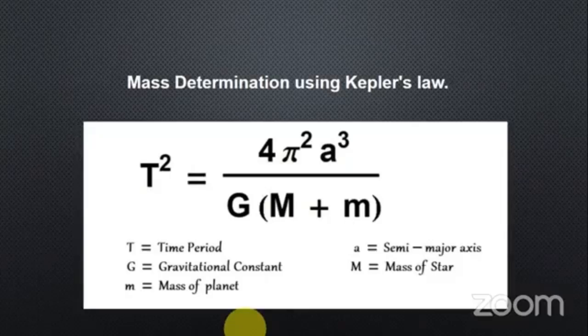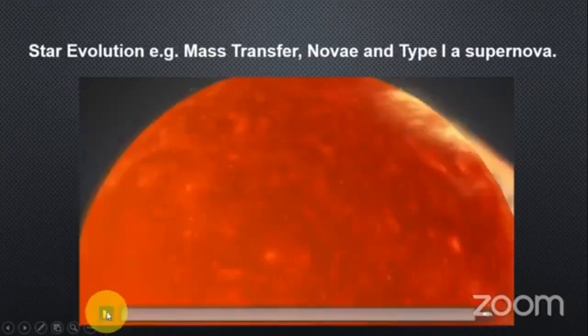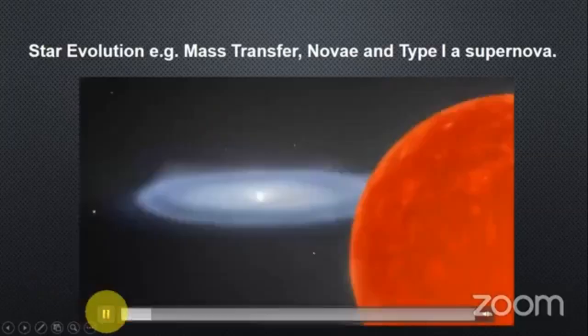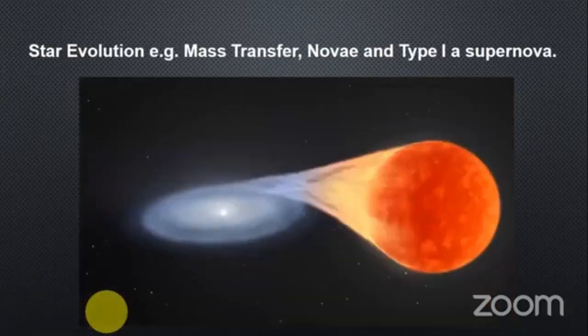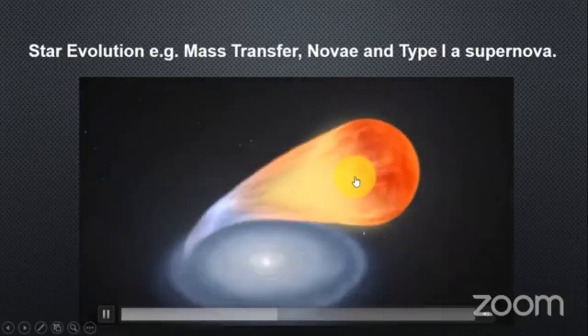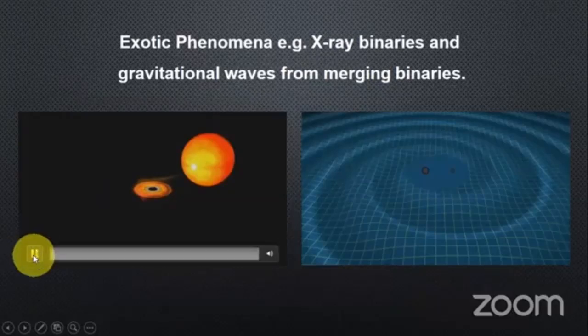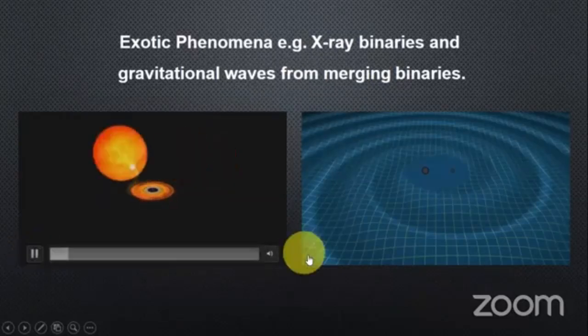Once you know the period, which is easy to determine, the semi-major axis is also easy to determine. The other ones are the constants. So from there you can detect and measure the masses. They're also very important in understanding star evolution in terms of mass transfer, novae, and type 1 supernovae. They're also very important in understanding X-ray binaries and gravitational waves.